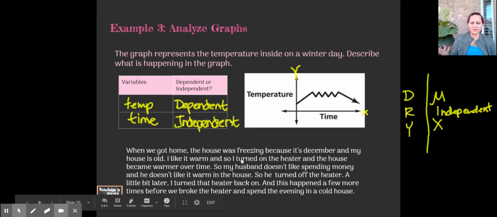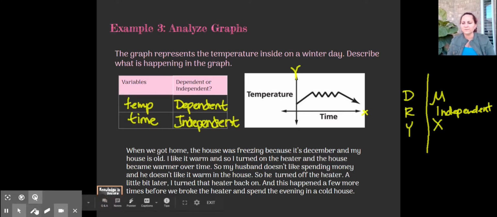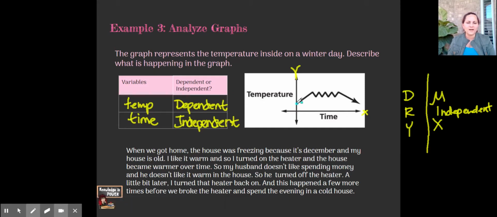When we got home, the house was freezing because it's December and my house is old. I used to live in this really old house. And I like it warm, so I turned the heater on, right? And the house became warmer over time. So that's initially this part right here. So here, cold, you walk in the house, right? Up goes the heat, yes? And then it became warmer.